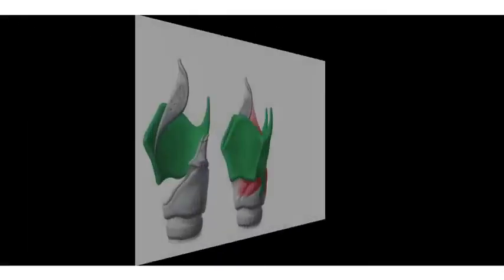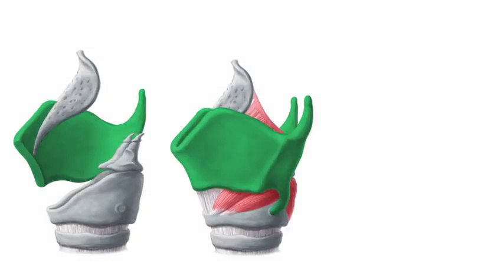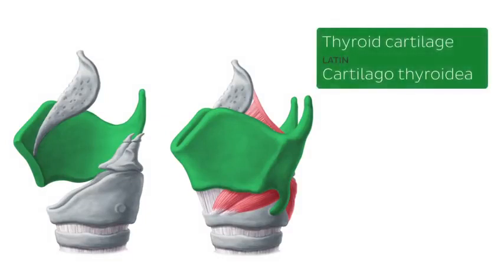Now what you need to know is that there are 9 individual cartilages in total. So 3 of them are paired and 3 are not, and if we count them all, then there are 9 in total. The first group of them that we're going to talk about are known as the hyaline cartilages. The first one on the list is this one here, the largest of all laryngeal cartilages, known as the thyroid cartilage.